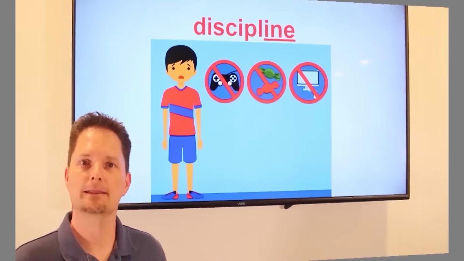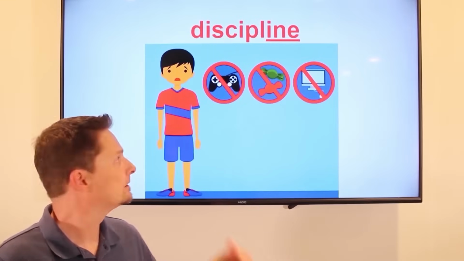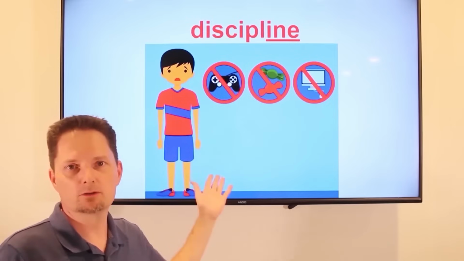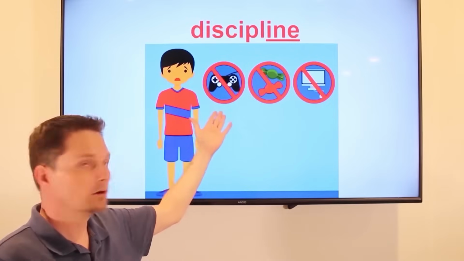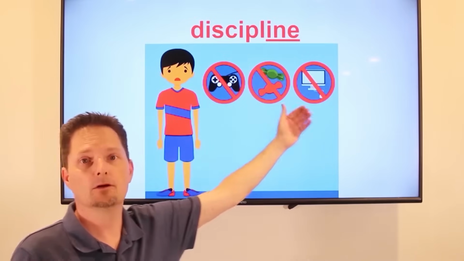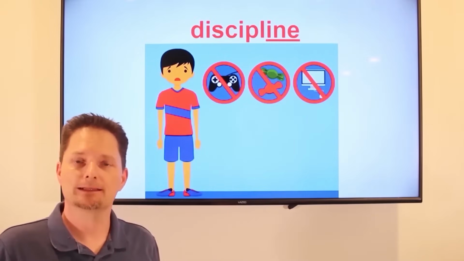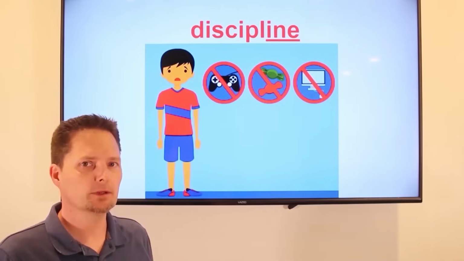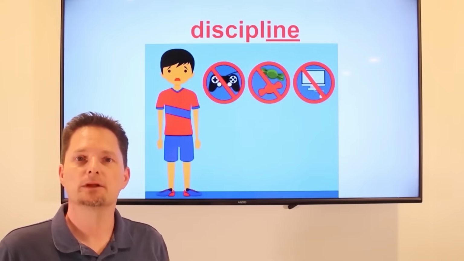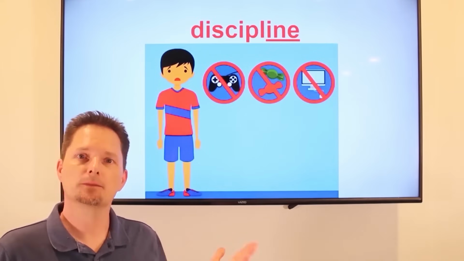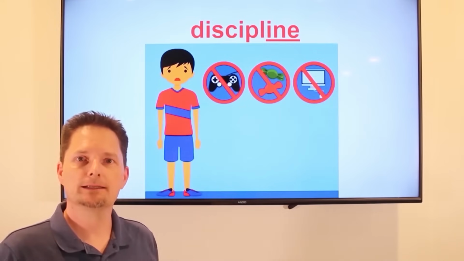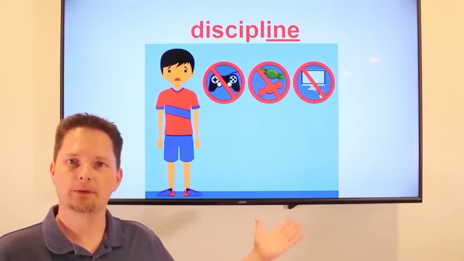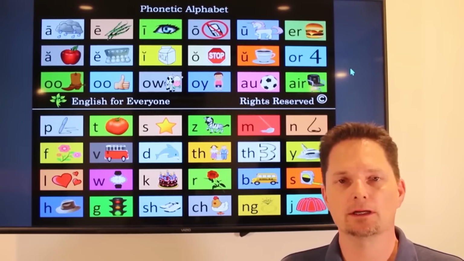Very good. Next example, discipline. When my children don't behave, no computer, no candy, and no TV. Discipline is a noun. I think discipline is important. And discipline is a verb. I discipline my children. I discipline my child when he doesn't behave. Pronunciation, discipline.